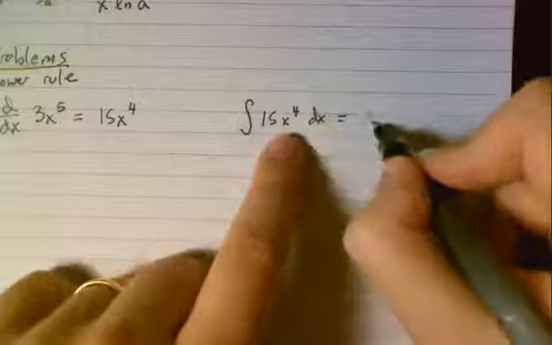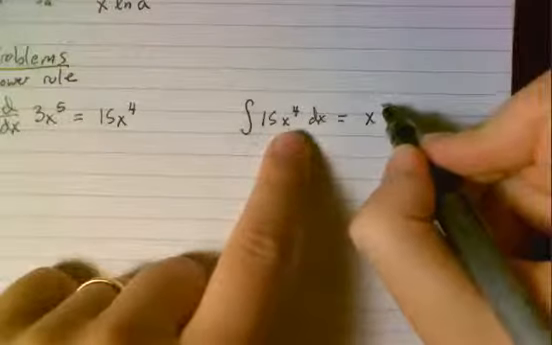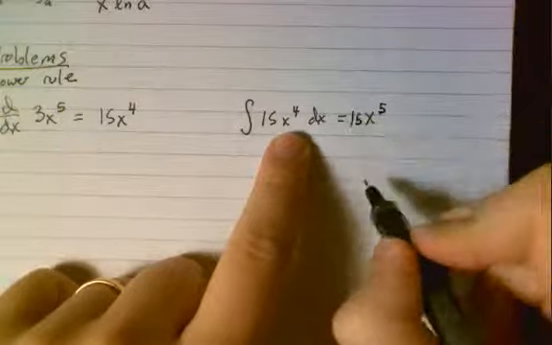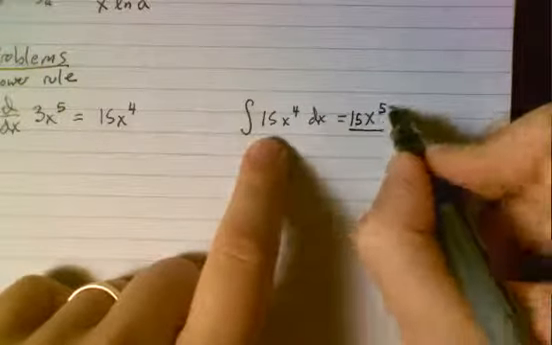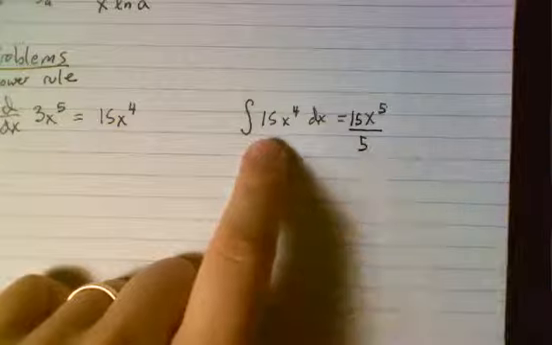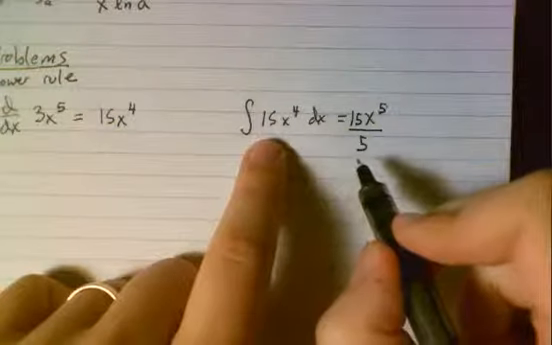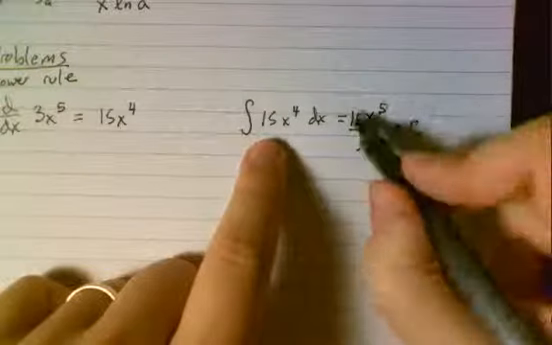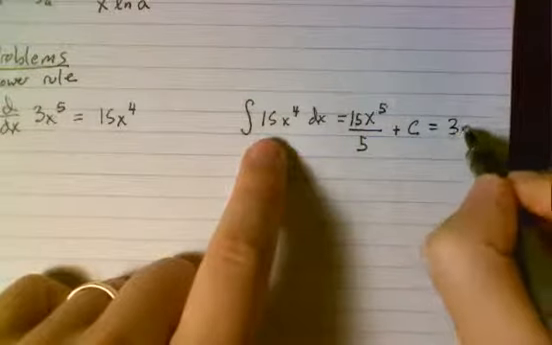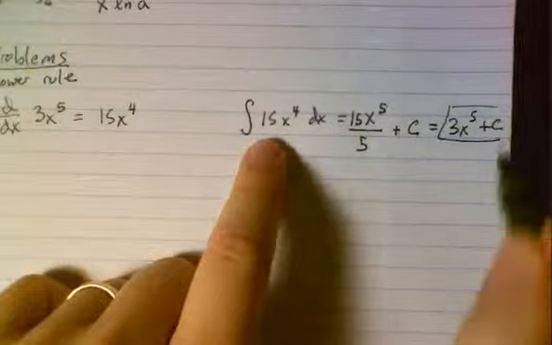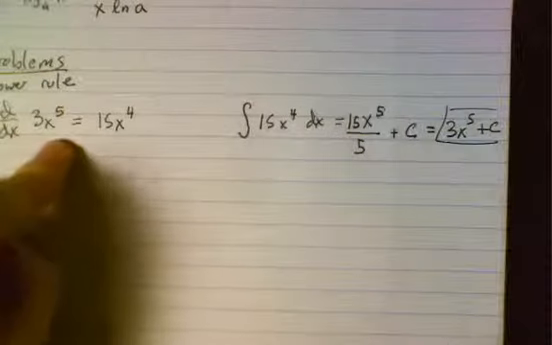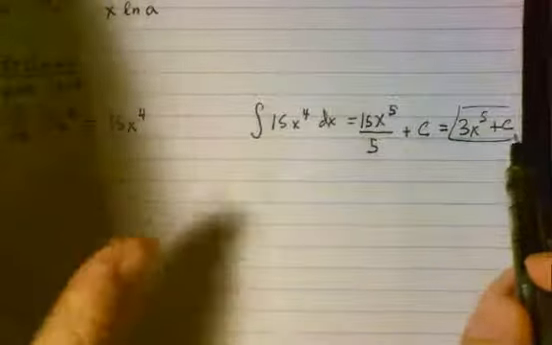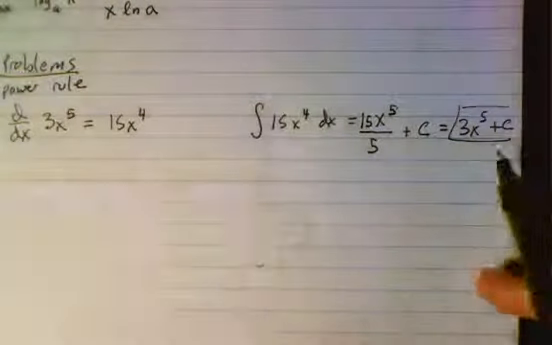So the first thing I'm going to do is take this variable and increase the exponent by 1. So 4 plus 1 gives us 5. This 15's along for the ride. And now I'm going to divide by the new exponent. Always have your plus c there. And then when we divide this right here, we get 3x to the fifth plus c. Make sure you don't forget the plus c. Right, what we have over here. The plus c is extra, but that just means that if we move the curve up and down, we're still going to have the same derivative.